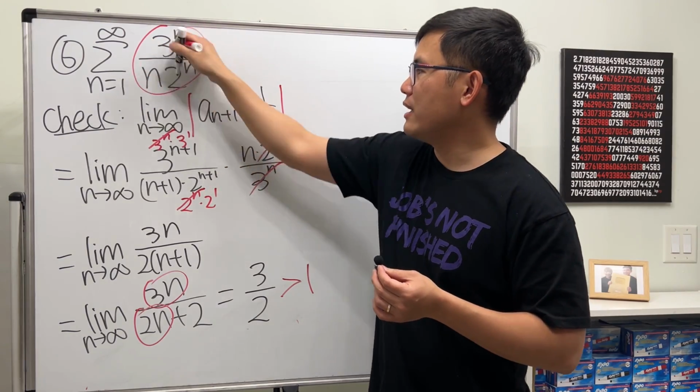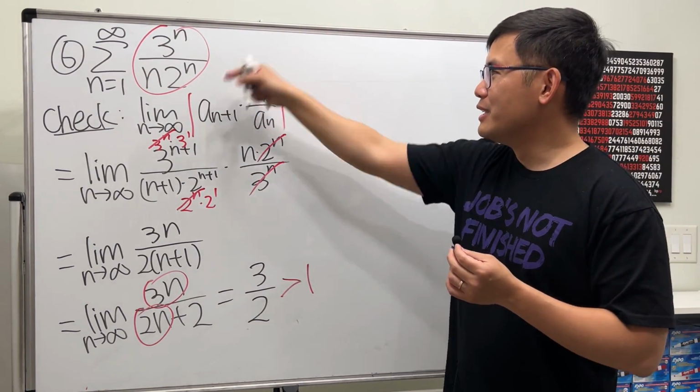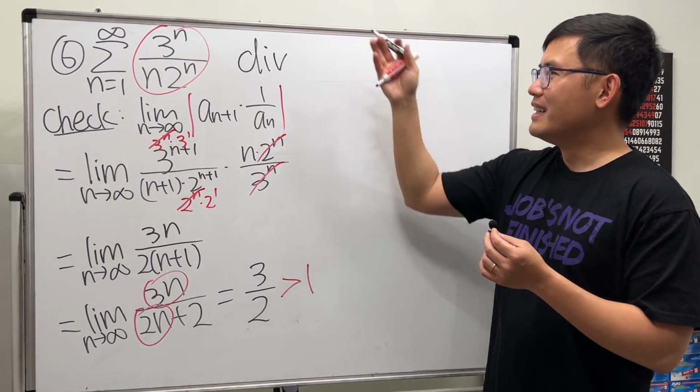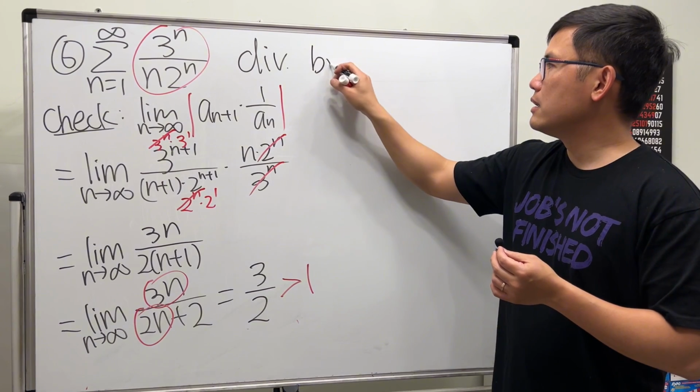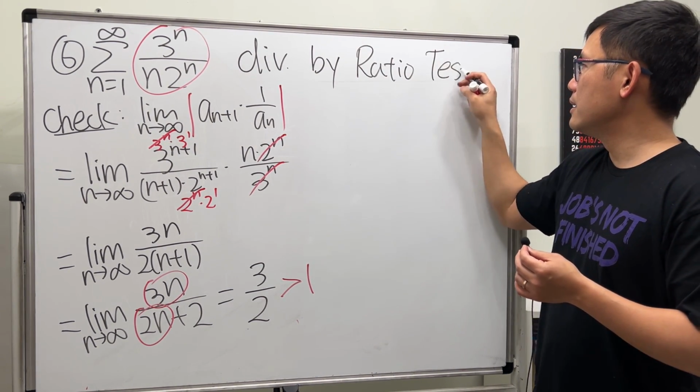By the way, this is a_n, and I should have circled that to keep my video consistent. Anyway though, this right here diverges, like the first one in this video, right? Diverges by ratio test.